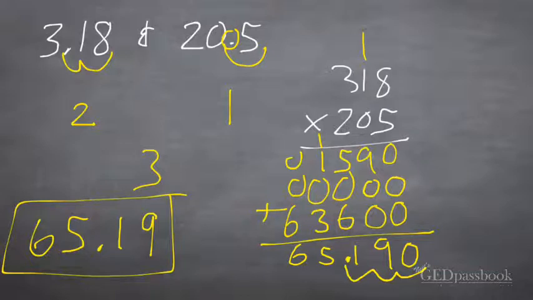Crazy, huh? You don't need it. Remember, we have an infinite amount of zeros behind it. We take it off because we do not need it. So 65.19 is your answer. 65.190 is your answer also, but that's not what you're going to see in your multiple choice answers.